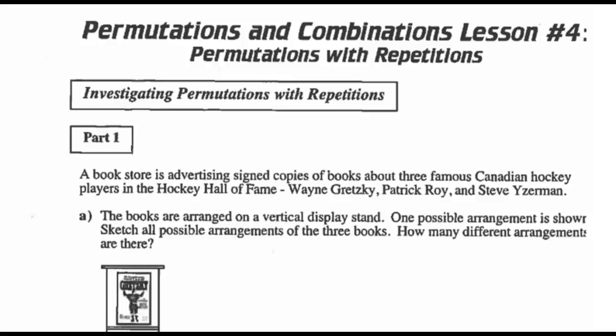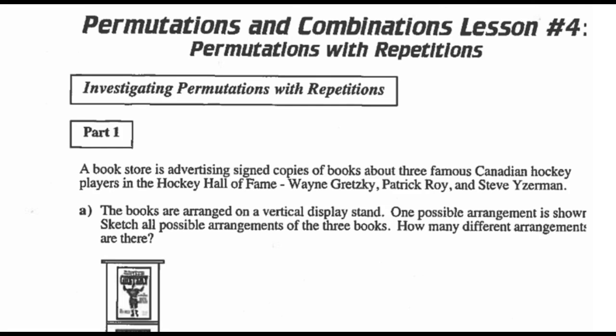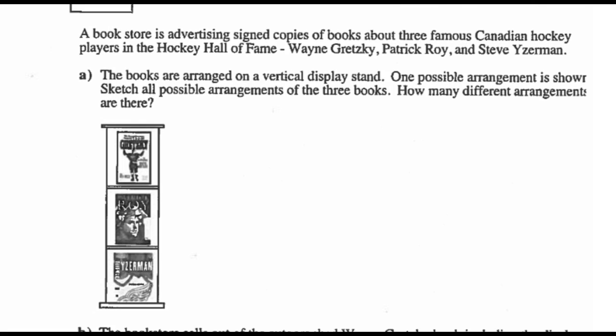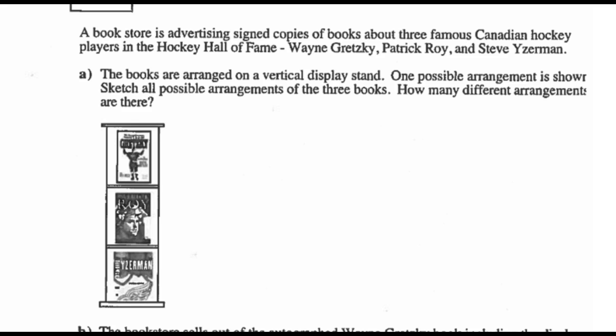Hey, Math 30-2. Today we're going to look at permutations with repetitions. All right, looking at part 1 here. A bookstore is advertising signed copies of books about 3 famous Canadian hockey players, Gretzky, Roy, and Stevie Y. The books are arranged in a vertical display stand. One arrangement shown. Sketch all the possible arrangements.